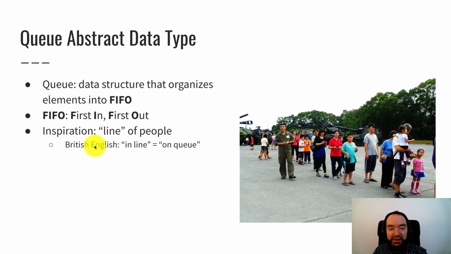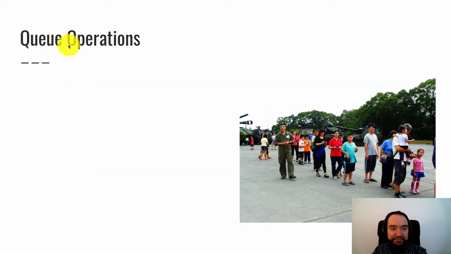And I'll note that in British English, the phrase for in line is on queue. In American English, the way I would say it is that these people are in line, but in British English they say that those people are on queue. They use this exact same word queue that we use for our data structure. Note the spelling, it's a bit of an unusual word, queue. The spelling is the letter Q and then U-E-U-E. So you're going to have to write this word queue a bunch of times. Keep in mind that pattern, Q-U-E-U-E.